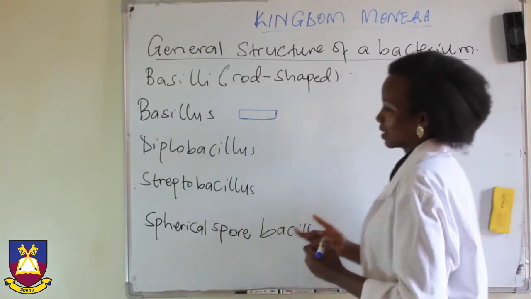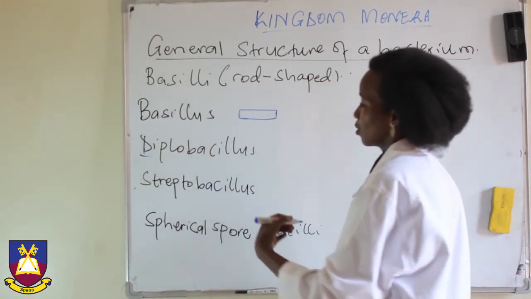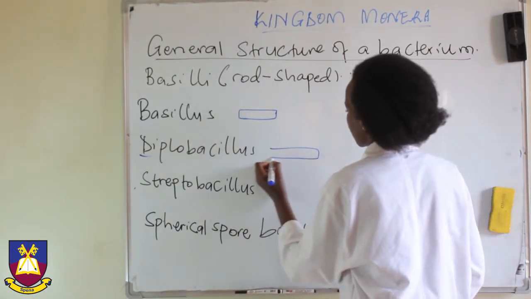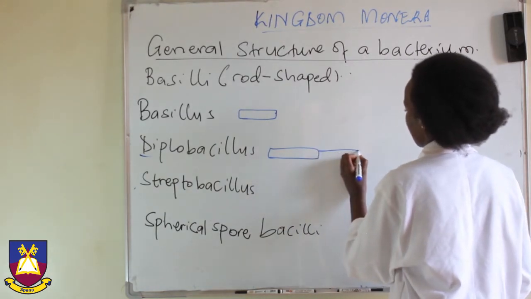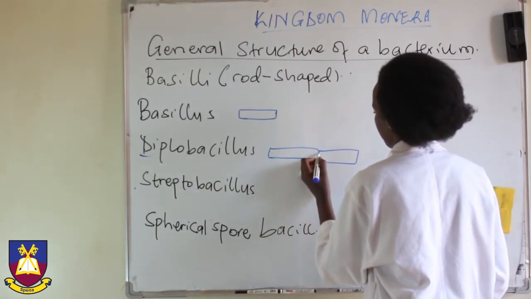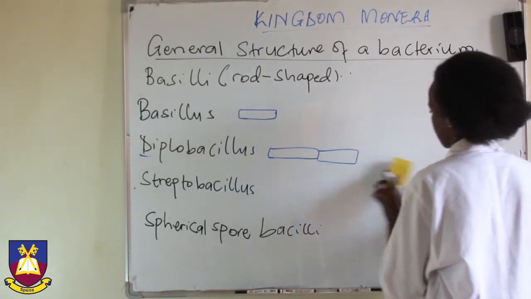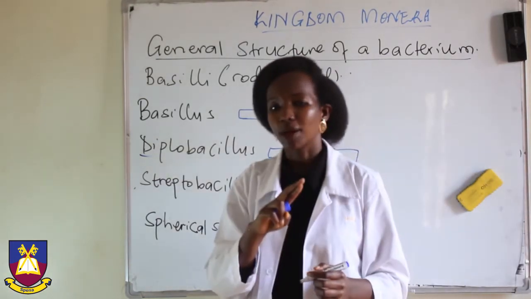So the next one are the Diplo Bacillus. Remember, as we say, Diplo for two. So it's a pair of rod-shaped bacteria that live together. And at all times, it's a pair.